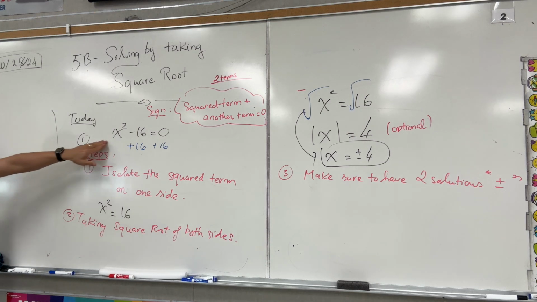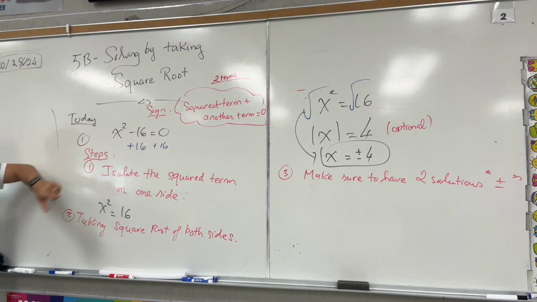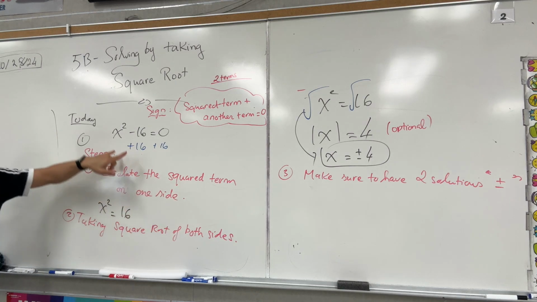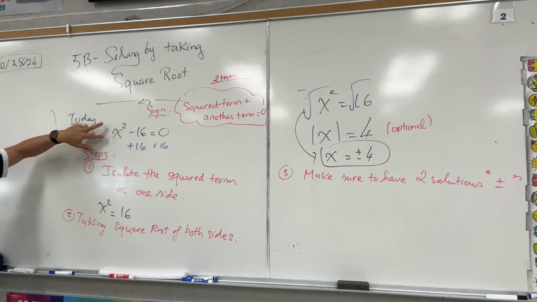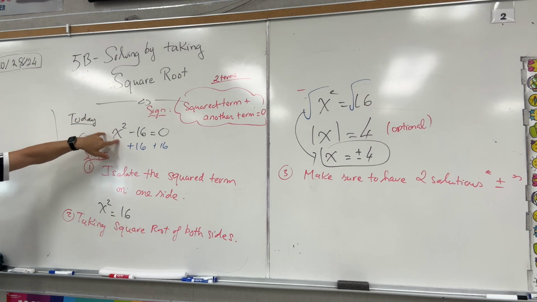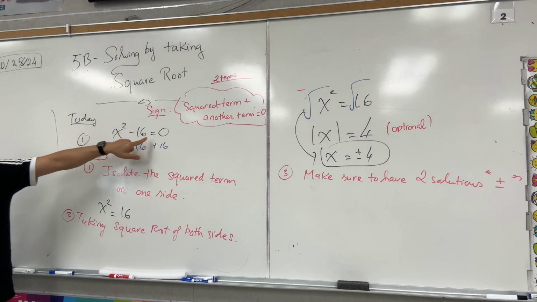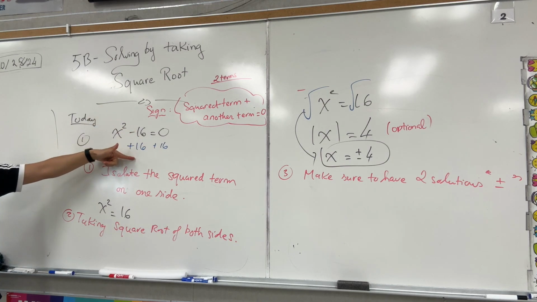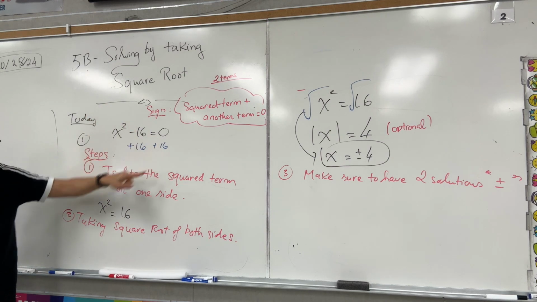For example, you have x squared minus 16 equal to 0. The first step is to isolate the square term on one side. Of these two terms, the square term is the x squared. I want to isolate this by itself, so I want to move the negative 16 to the other side. I add 16 to both sides. Negative 16 and plus 16 is gone, and 0 plus 16 is 16.